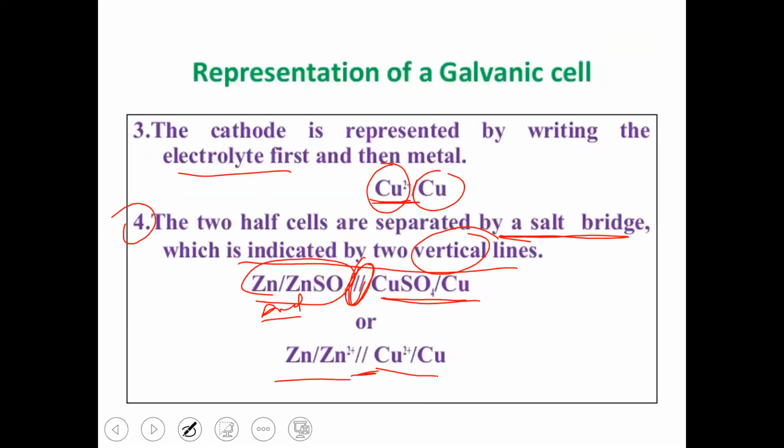Coming to the right hand side, that is the cathode of the cell reactions. The cathode is represented by writing first the copper ion, that means the metal ion. Then after that we write the metal, that is copper. Next, the salt bridge is indicated with two vertical lines. To the right of these vertical lines we write the cathode of the cell reactions, and to the left of these two vertical lines we write the anode of the cell reactions. This is the best representation method of the galvanic cell.